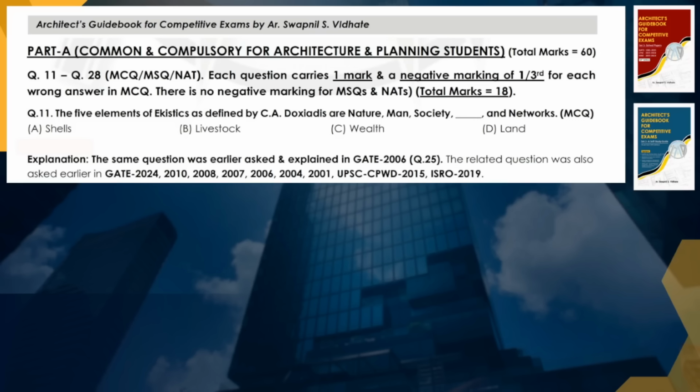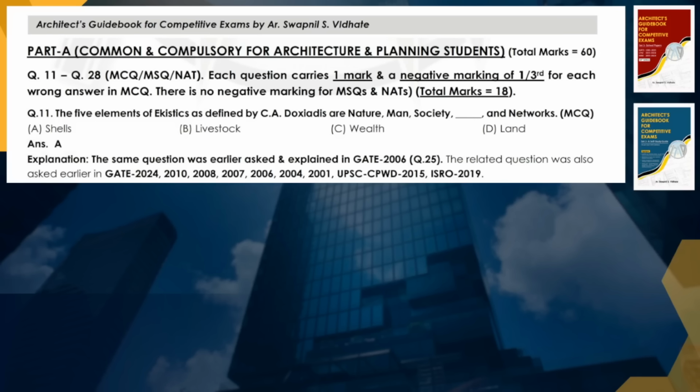You can pause the video, open Set 1 of the Architect's Guidebook, and read in that explanation that the information related to question 11 of GATE 2026 has already been provided there. Related questions were also asked earlier in GATE 2024, 2010, 2008, 2007, and so on. You can read on the screen. You can check that all these question papers have questions related to the author, the proponent of ekistics theory, that is C.A. Doxiadis, and questions related to ekistics have been asked in previous year question papers. So here the correct option was option A, shells.